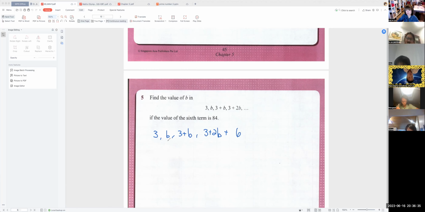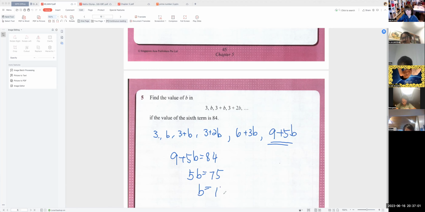Okay, the first one, the second one, the third one, the fourth one. And we're going to talk about the fifth one, which is 3 plus 3 equals 6 and b plus 2b equals 3b. And this one is 9 plus 5b. So 1, 2, 3, 4, 5, 6. So 9 plus 5b equals 84. So 5b equals 75. And b again equals 15.